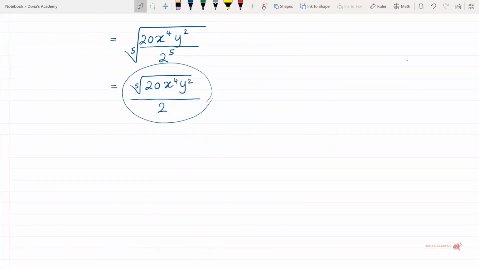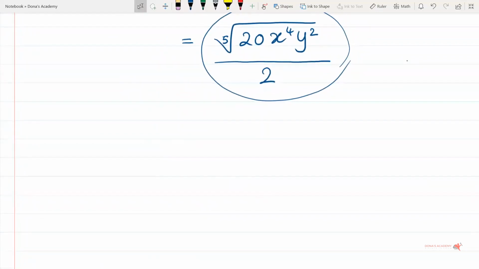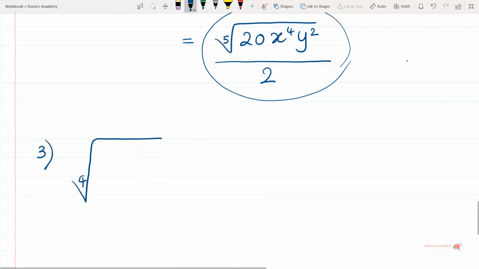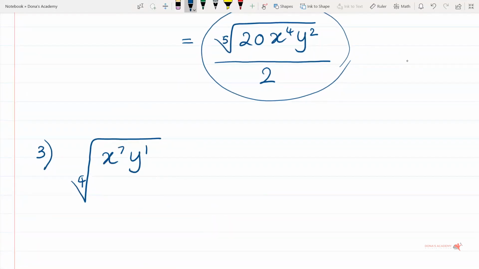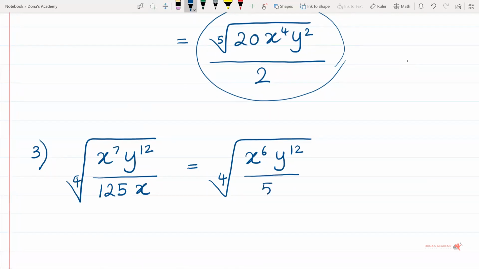My third one, fourth root of x^7 y^12 divided by 125x. All right, so let's simplify the radicand first. Then it's going to be x^6 y^12. Here let's write 125 as 5 to the power 3.